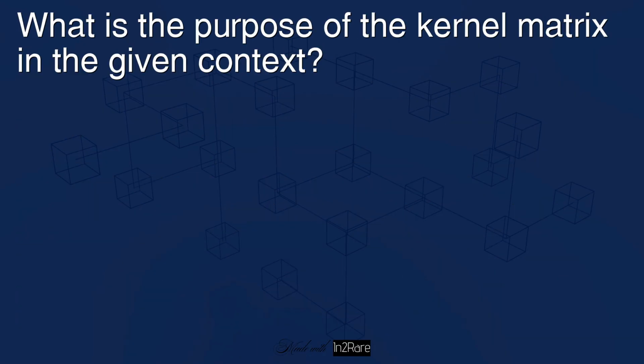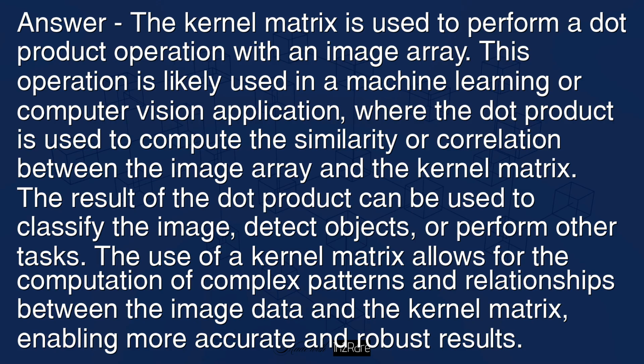What is the purpose of the kernel matrix in the given context? Answer: the kernel matrix is used to perform a dot product operation with an image array. This operation is likely used in a machine learning or computer vision application, where the dot product is used to compute the similarity or correlation between the image array and the kernel matrix. The result of the dot product can be used to classify the image, detect objects, or perform other tasks.